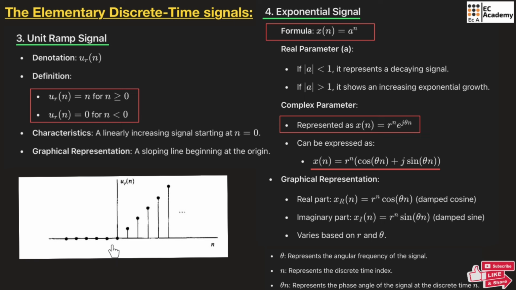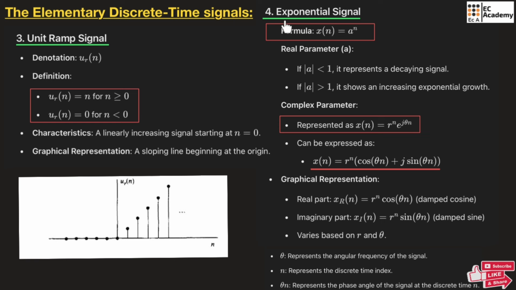So the sequence starts at n is equal to 0 and increases linearly, and the signal is equal to 0 for n less than 0. The characteristic of the unit ramp signal is that it increases linearly and starts at n is equal to 0. So graphically we can represent the signal as a slope line that begins at the origin, which means the signal begins at n is equal to 0, increases linearly, and looks like a slope.